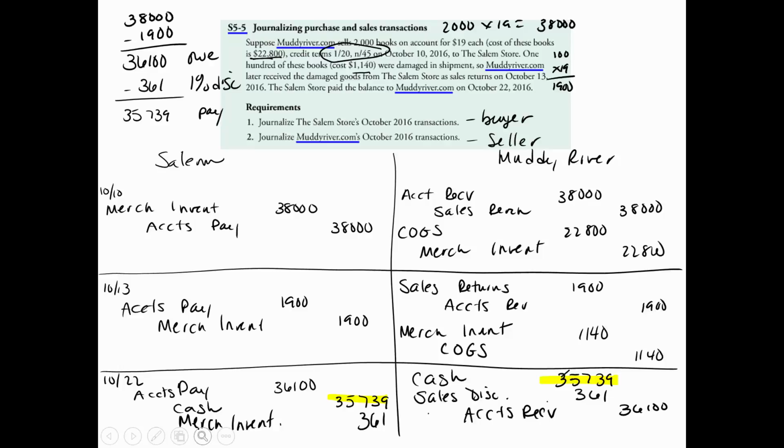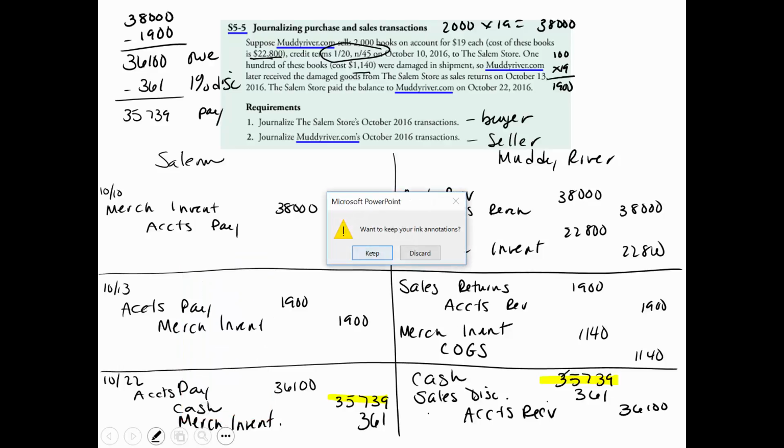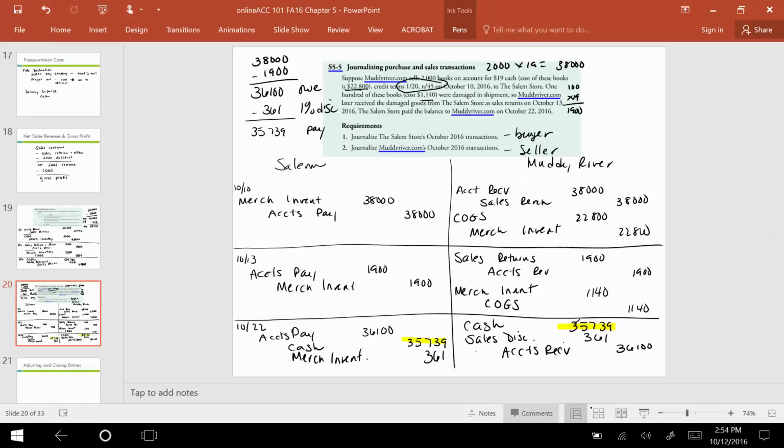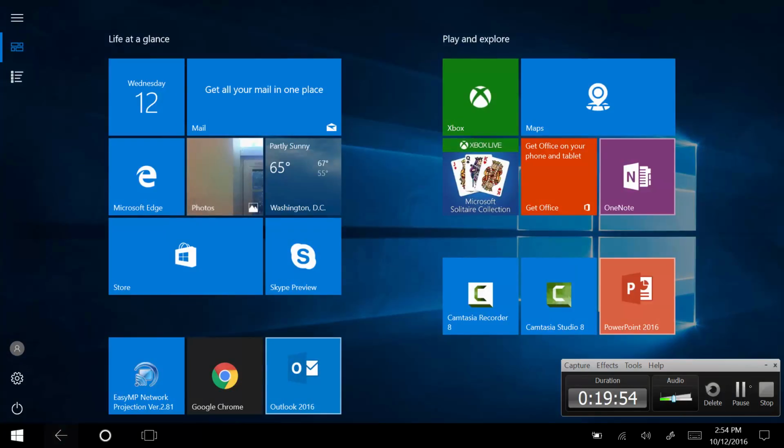So that's a sale, a return, and a payment as it looks on the buyer side and as it looks on the seller side. Those are the sales transactions, and that's mostly what you're going to see. And I will pick that back up then with the rest of the chapter.